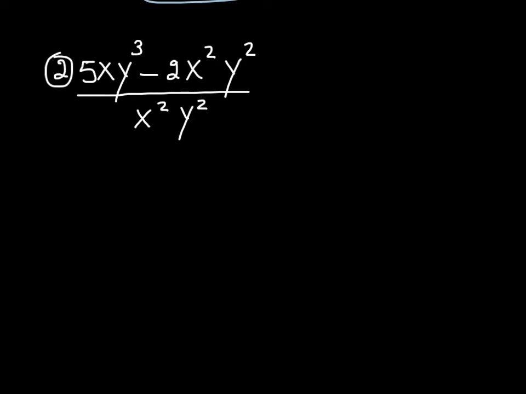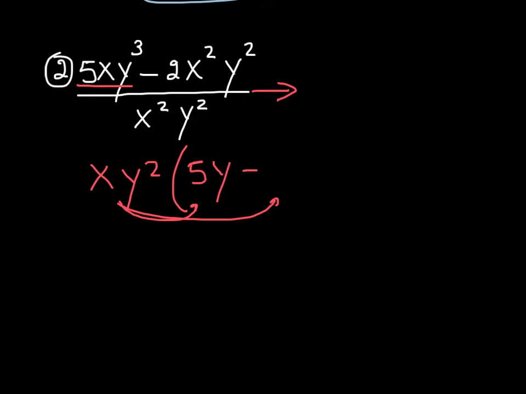Number 2. I want you to go to the numerator and pull out your GCF. The GCF, the greatest common factor, is going to be an x and a y squared. What do you multiply xy squared by to get 5xy cubed? It is 5y. What would you multiply this by to get 2x squared y squared? It's 2x. In the denominator, you have x squared y squared.